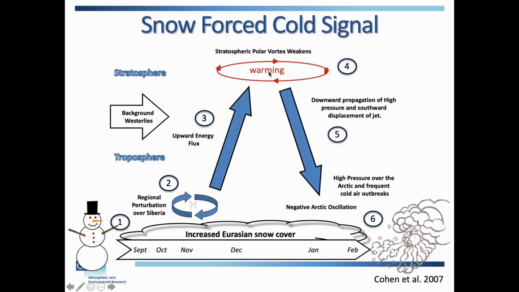So when you have the stratosphere absorbing this energy, or this northward transport of heat into the polar stratosphere, you get what's referred to as sudden stratospheric warming. The stratospheric polar vortex weakens. That's the fourth step. Then the fifth step is this downward propagation.